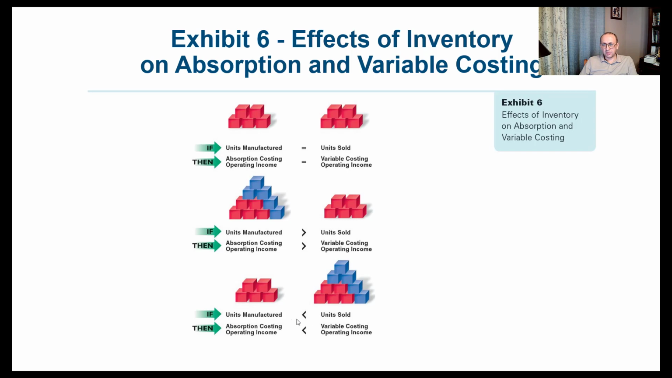If the units manufactured are less than the units sold, in other words, we end up decreasing our inventory, our absorption costing operating income would be less than the variable costing operating income. The variable costing operating income in this case would be higher.